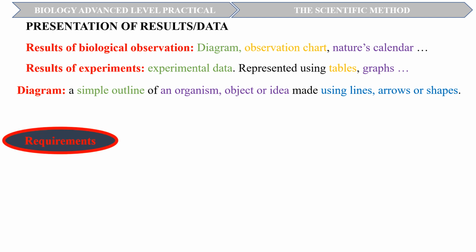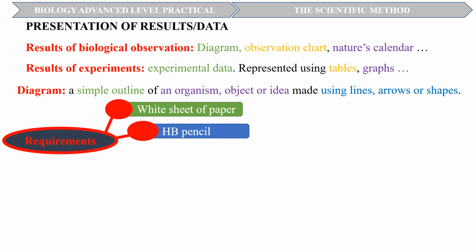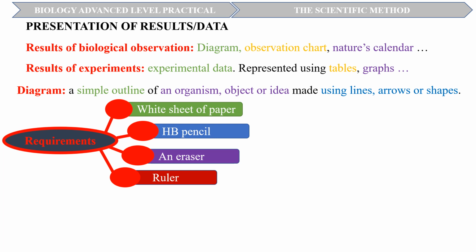To draw a diagram, we need a white and plain sheet of paper in order to have a good visibility. We need a soft HB pencil which gives clear dark lines. An eraser is also needed to correct the diagram when necessary. We also need a ruler for labeling. There are a set of rules to follow when drawing a biological diagram.